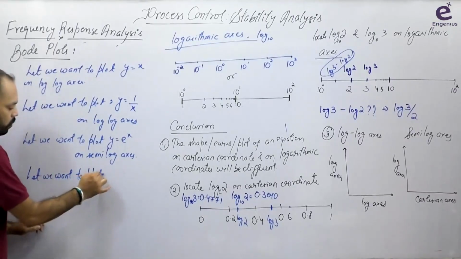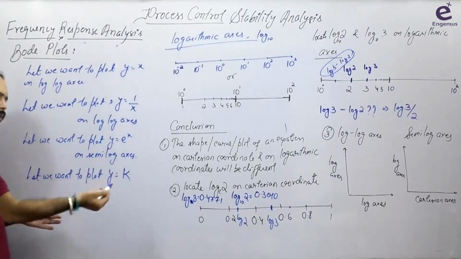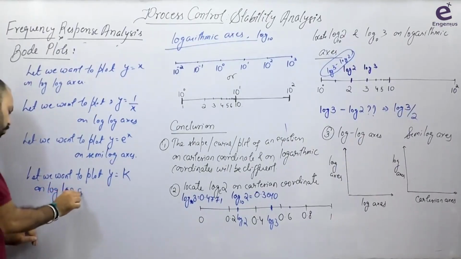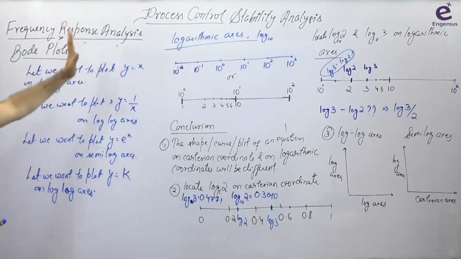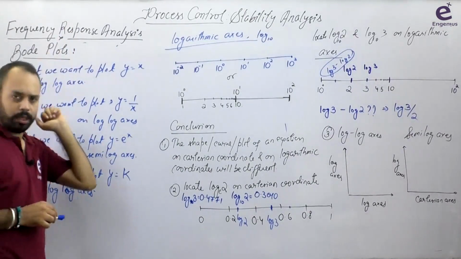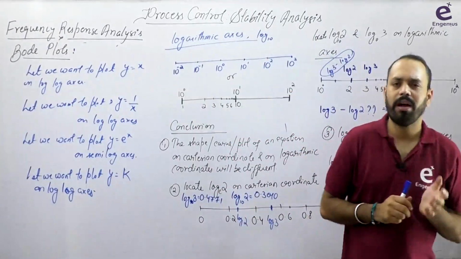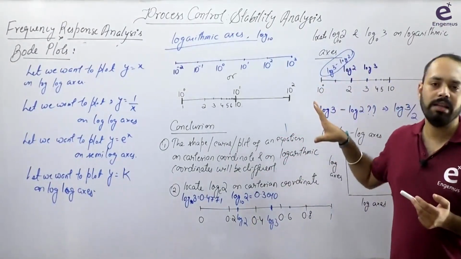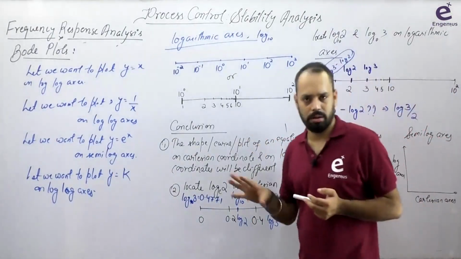We want to plot y is equal to some constant k, can be 1, 2, 3, can be anything, on log axis. So how is it going to look? Log axis. Try to think about these four plots. Dekho, if you understand the nature of this on the log axis, everything is fine, right? One of the reasons people are not able to understand Bode plots, I feel, is that the understanding of log plots, logarithmic curves, is not clear.